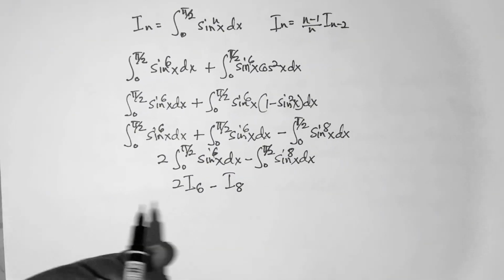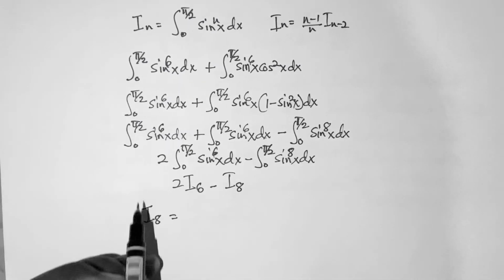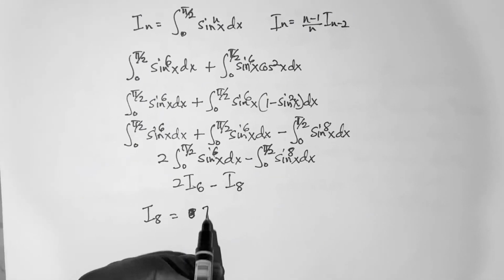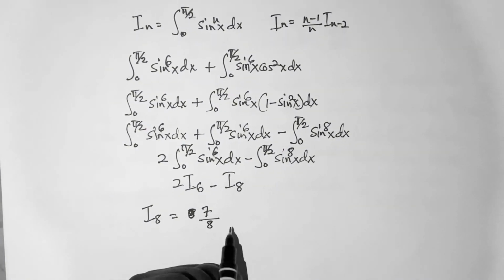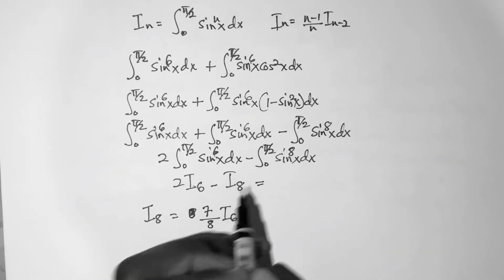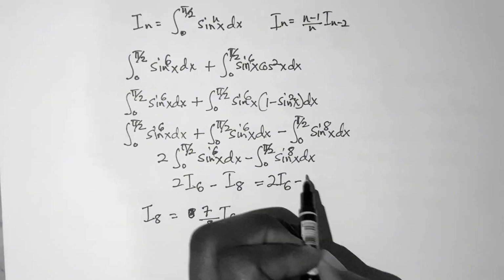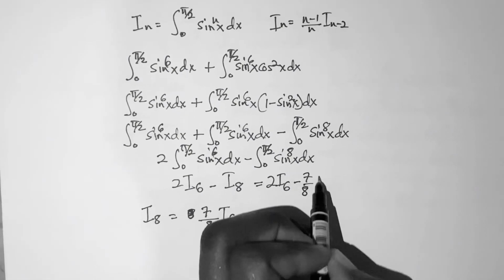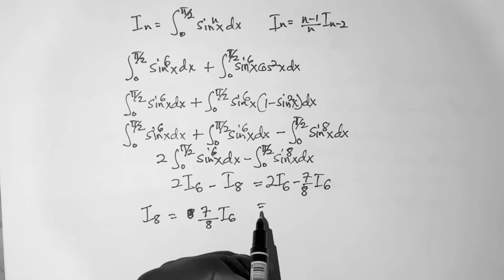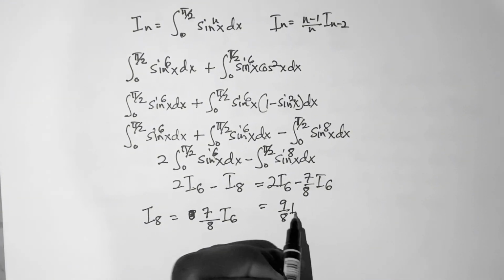So let's first start with I_8. I_8 is equal to, let's put it in the reduction formula, n - 1, which is 8 - 1, over 8. So 8 - 1 is 7 over 8, then I_(n-2) is I_6. So this can further be written as 2 I_6 minus 7/8 I_6. Now if we do this subtraction, we'll find out that this is 9/8 I_6.